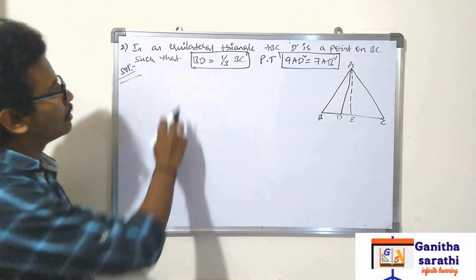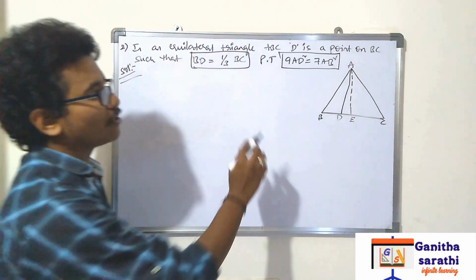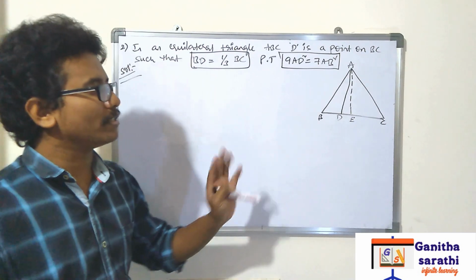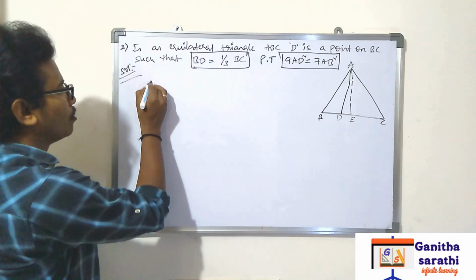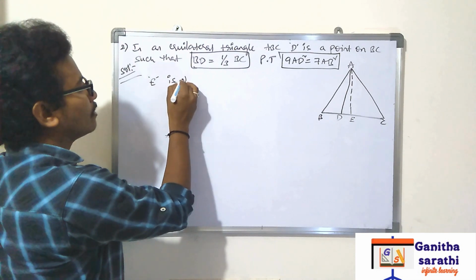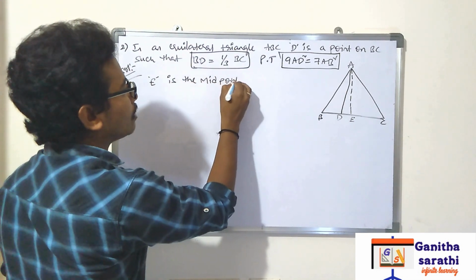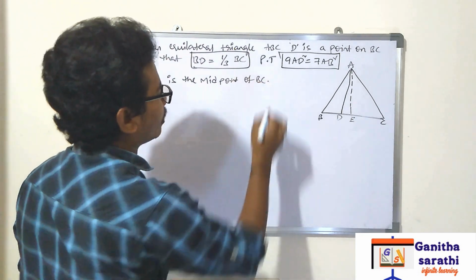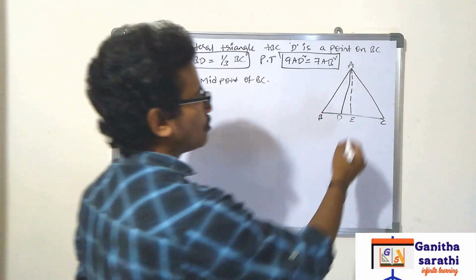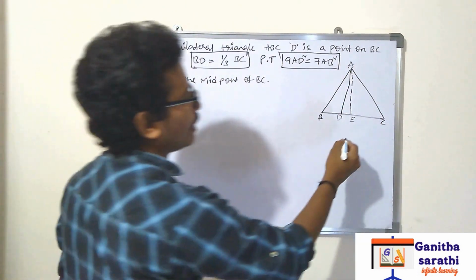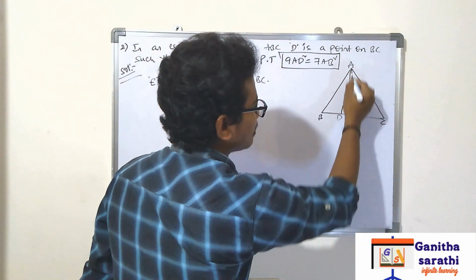See here, D is not the midpoint. D is a point on BC. So I am taking E as the midpoint of BC. Now, if you see this triangle, it forms a right angle triangle. This is straight and this is slant.